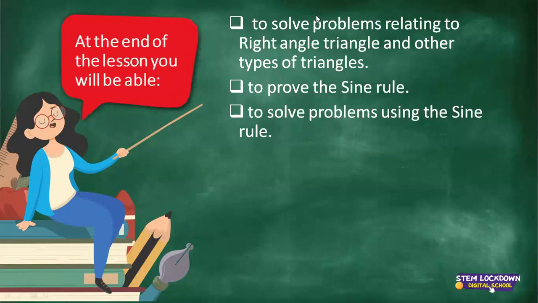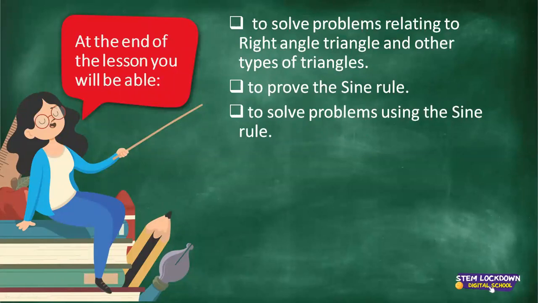But other types of triangles, how do we deal with them? How do we solve them? For example, if you have a scalene triangle or an isosceles triangle, how do you deal with problems relating to such triangles? Right, so we're going to be able to do all those at the end of today's lesson.